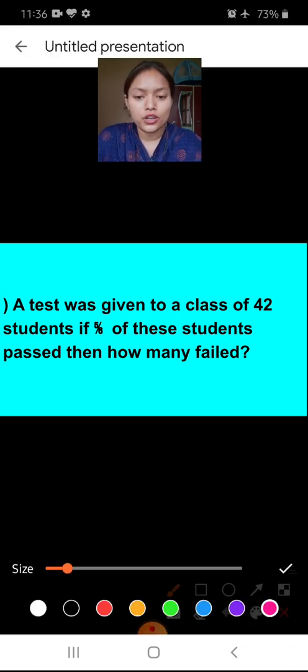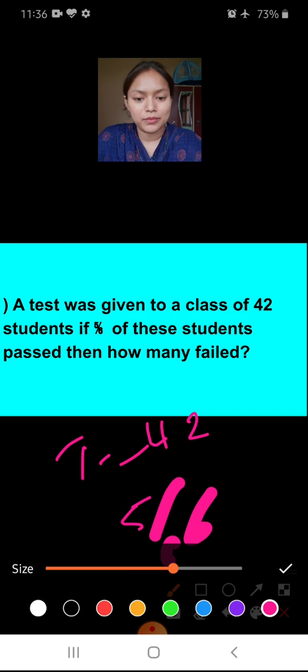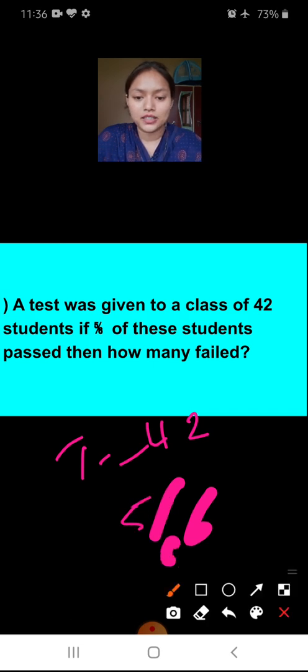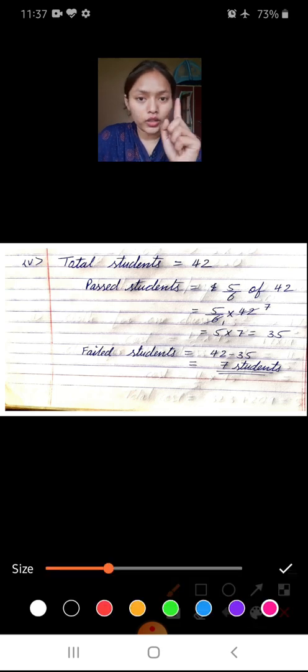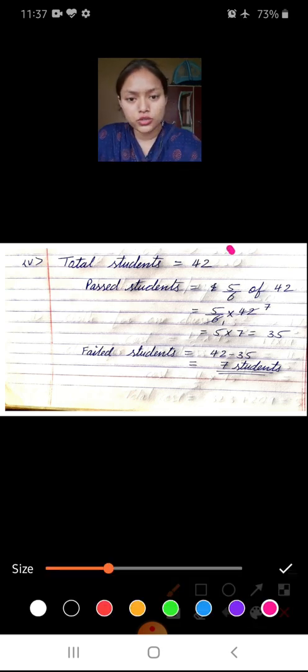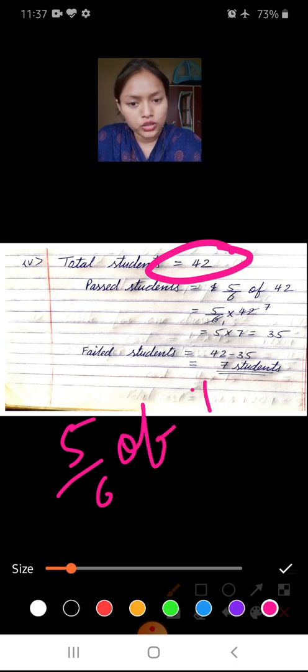Now let's come to the next one. A test was given to a class of 42 students. The total is 42, and out of these, 5 upon 6 of the students passed the exam. You have to tell how many failed. Now you know the total students are 42, and out of these 5 upon 6 pass, meaning 5 upon 6 of 42.